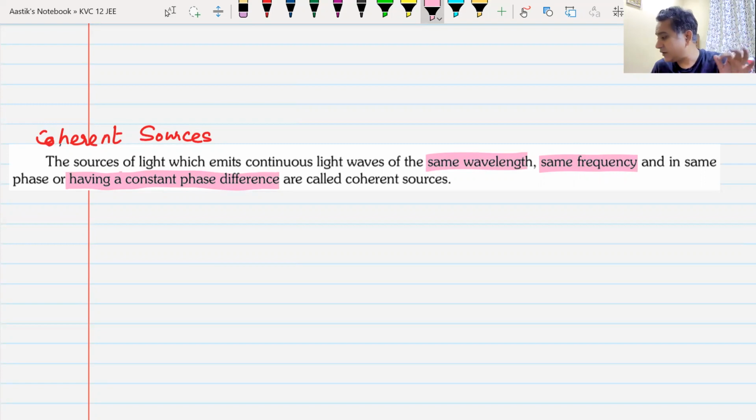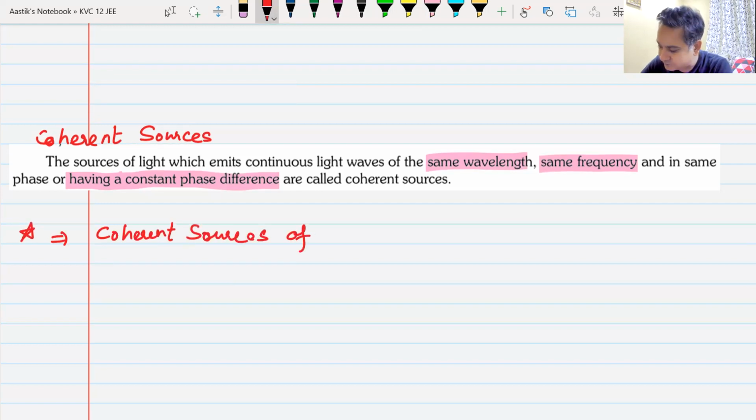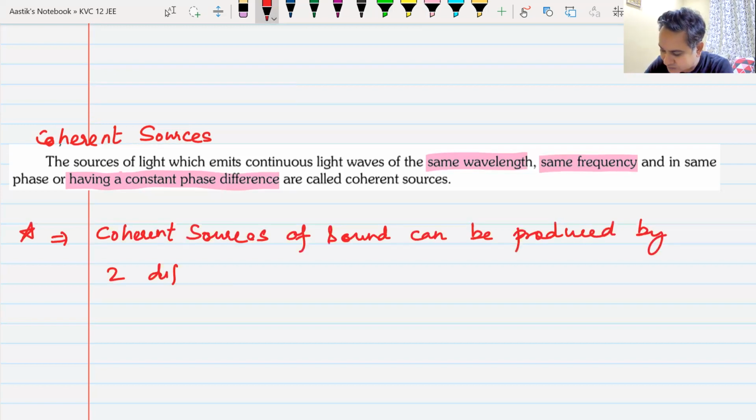Now there's a difference between coherent sources of sound waves and coherent sources of light waves. What is the difference? That is an important point that you must remember. Coherent sources of sound can be produced by two different sources.